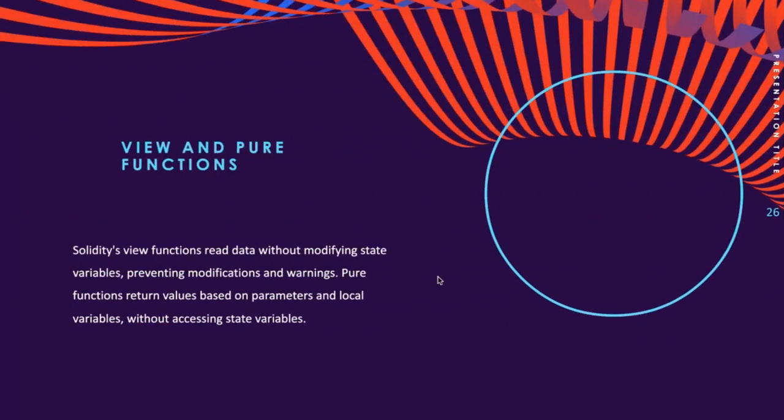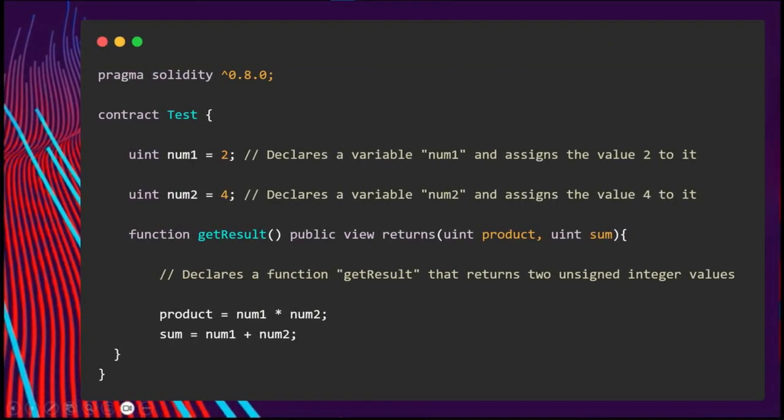So view functions are used for reading data without modifying any state variables. These functions prevent state variable modification after the function is called. Any attempt to modify state variables within a view function results in a warning from the compiler. The default function for retrieving data is a view function, and it cannot modify the state. Here we can see an example of a view function. As you can see, we're not modifying the state, we're just reading state values.